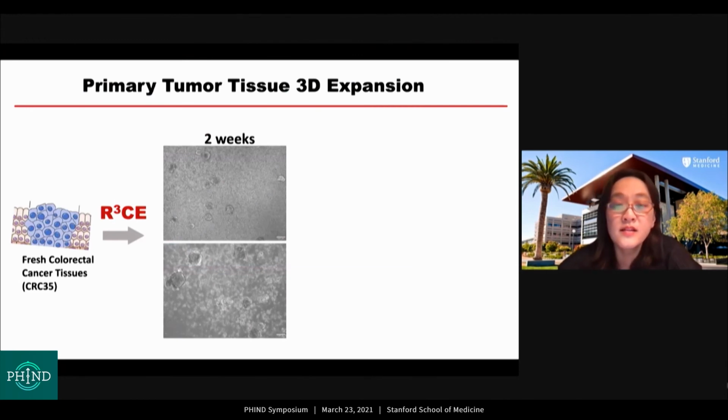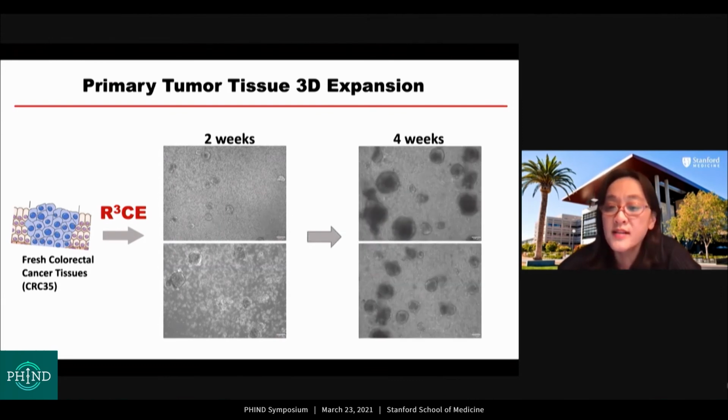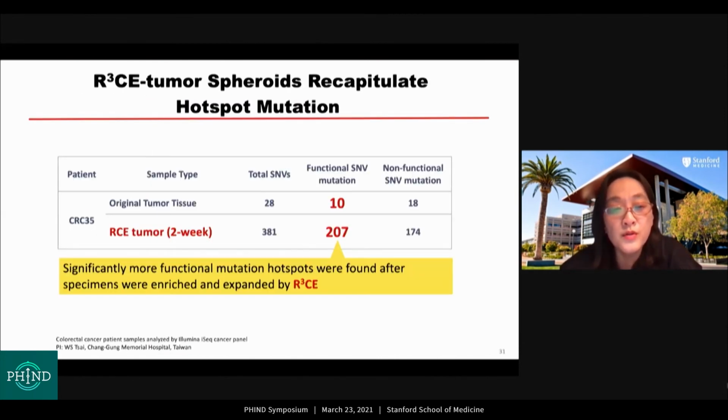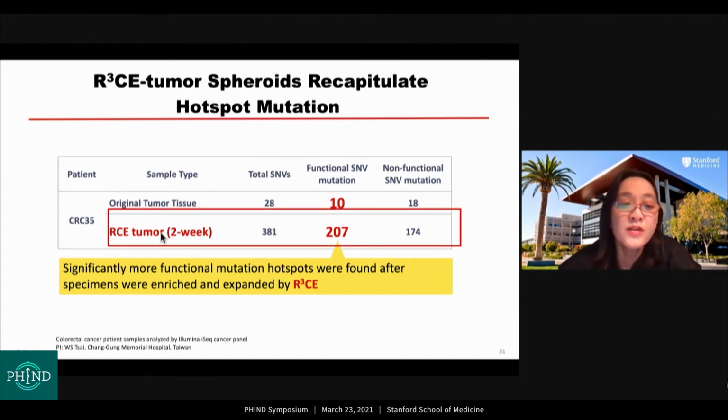And then another example is a colorectal cancer surgically removed tissue. At 2 weeks, we see the spheroids form. At 4 weeks they continue to grow even larger. But 2 weeks is our clinical time point, the deciding point. So we want to use this sample to do NGS sequencing to identify the mutation hotspots. And quite interesting, you can see that the functional mutations identified after 2 weeks of RCE-derived culture are actually a lot more than in the original tumor tissue.